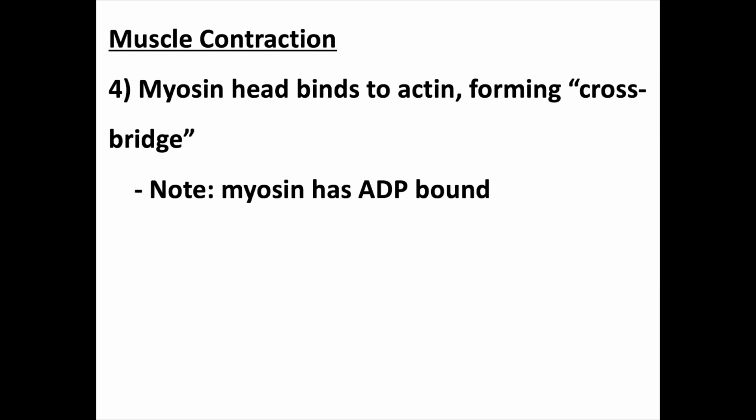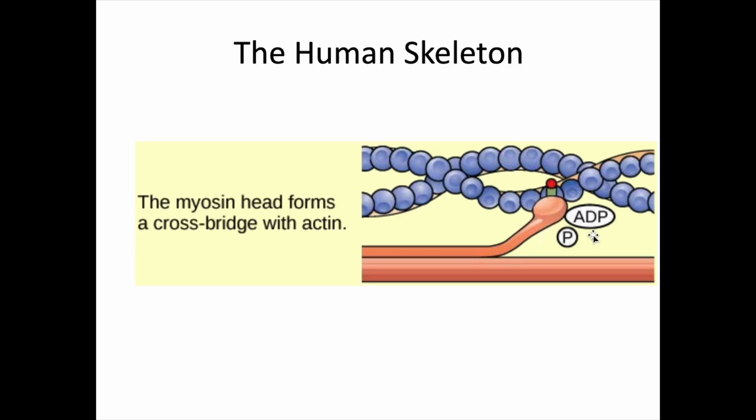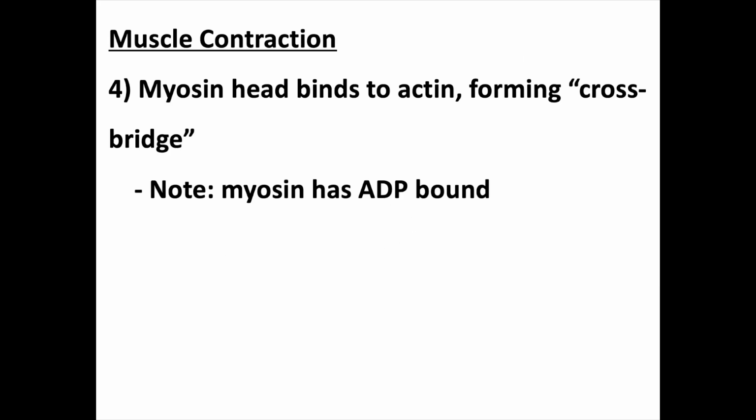Note, at this point, myosin has ADP bound. And so remember, this is the spent form of ATP. This is the low energy form of ATP. We're going to see where this comes from in a little bit, but I want to note that at this point, when the cross bridge is made, it has this low energy molecule bound to it.